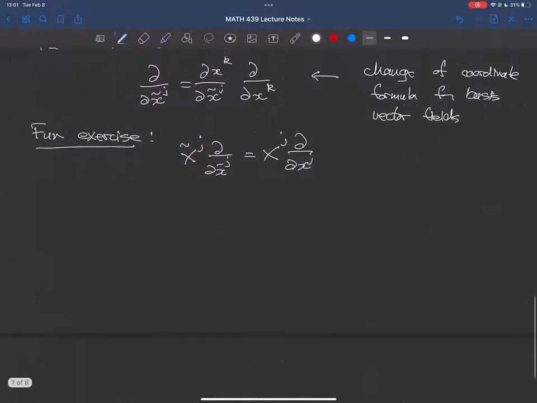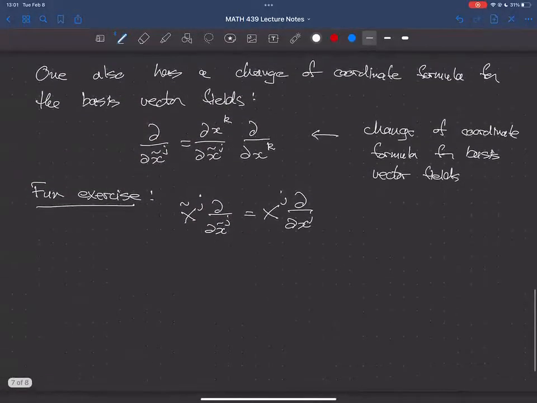Now, why am I obsessing over this business about change of bases and change of coordinates and the specific form of the change of basis formula and stuff like that? Why does that concern me?